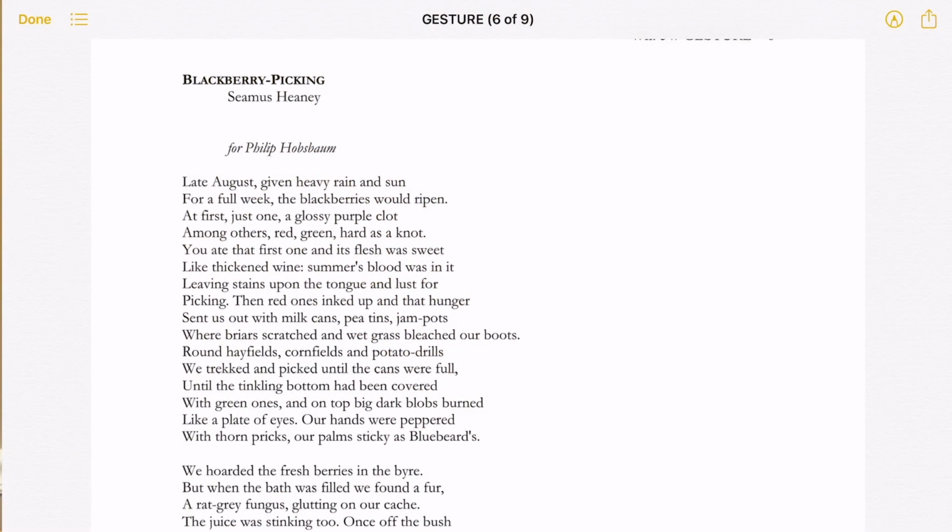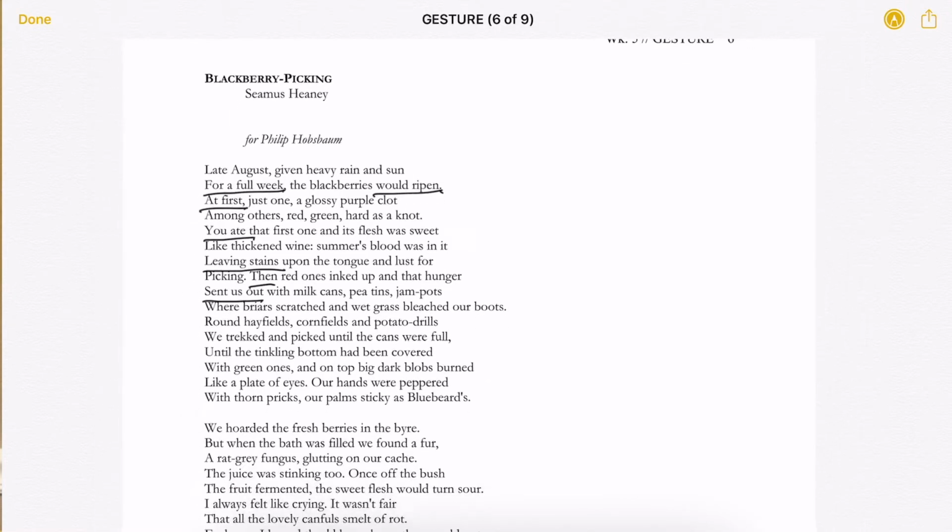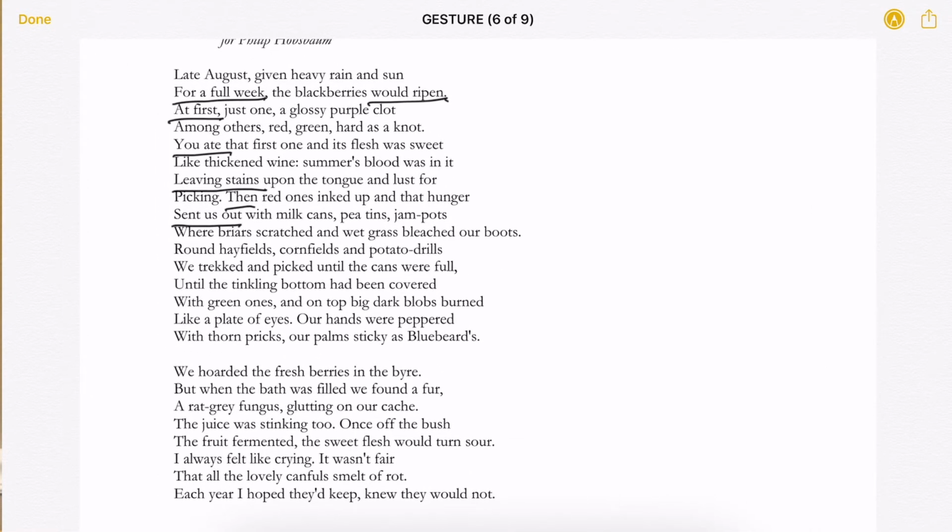Blackberry Picking. Late August, given heavy rain and sun for a full week, the blackberries would ripen. At first, just one, among others. You ate that first one, and its flesh was sweet, like thickened wine. Summer's blood was in it, leaving stains upon the tongue and lust for picking. Then red ones inked up, and that hunger sent us out with milk cans, pea tins, jam pots, where briars scratched and wet grass bleached our boots.